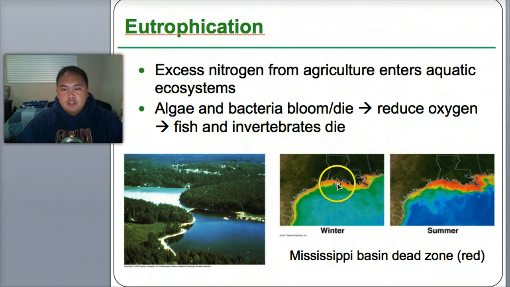When it all flows into the water, you get a bloom of algae and bacteria. Because there's so much nitrogen in the water, we have so much algae and bacteria in the water. Because we have so much of that, they take all the oxygen away from the fish and other invertebrates in the water.